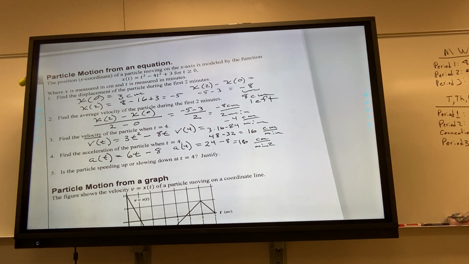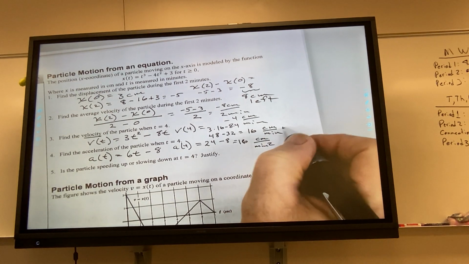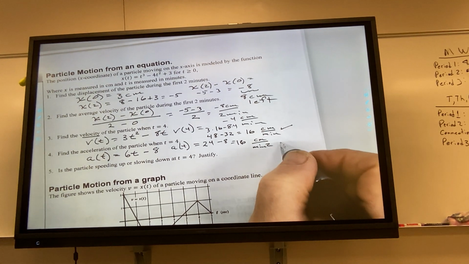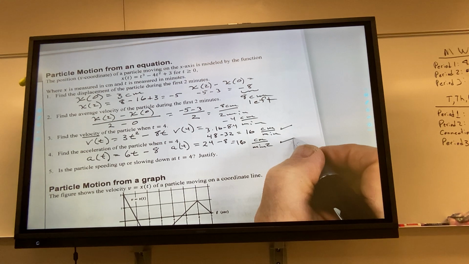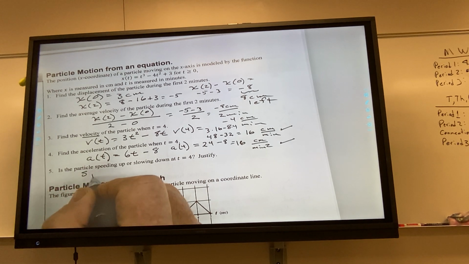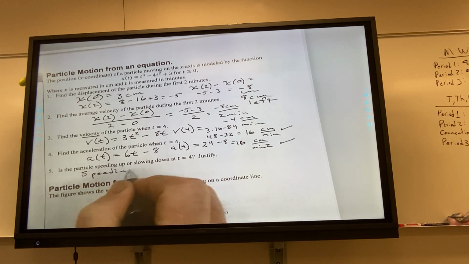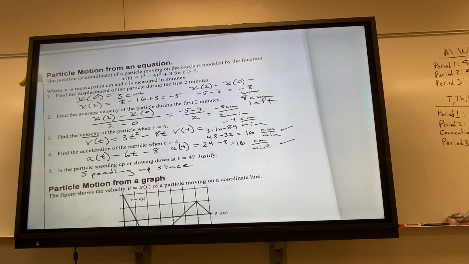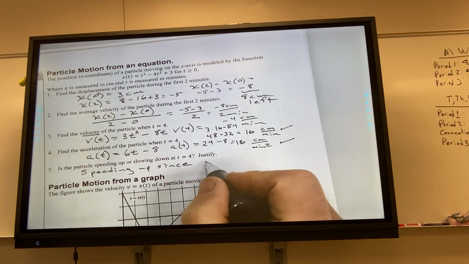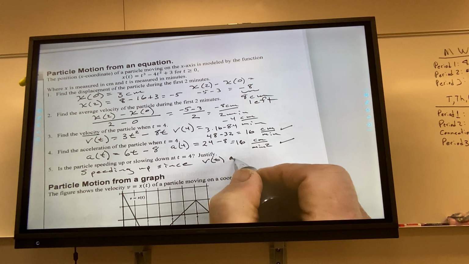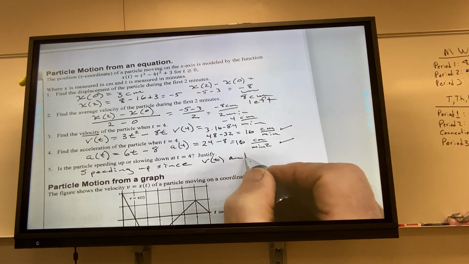All right, Matthew. We have the velocity at 4 minutes, correct? You see it right here? We have the acceleration at 4 minutes. Is this particle speeding up or slowing down? I would like to say it is speeding up, since the signs of both the velocity and the acceleration at the time interval of 4 minutes are the same. Okay, you said it perfectly.